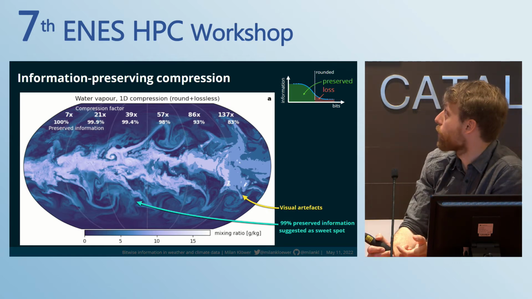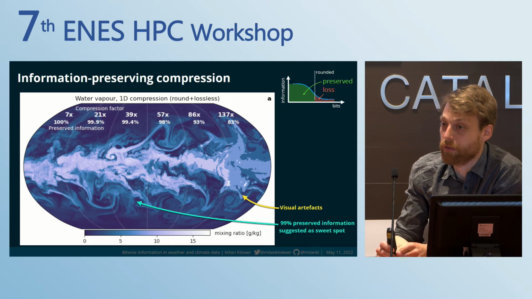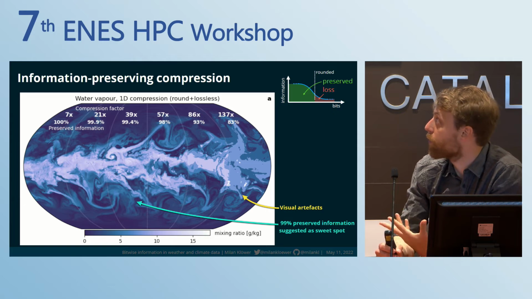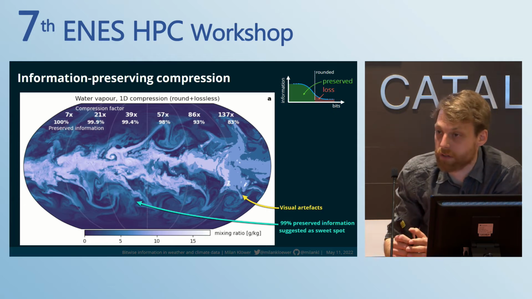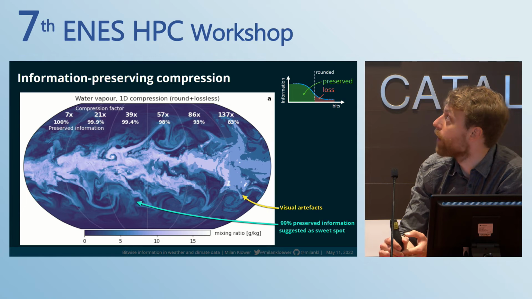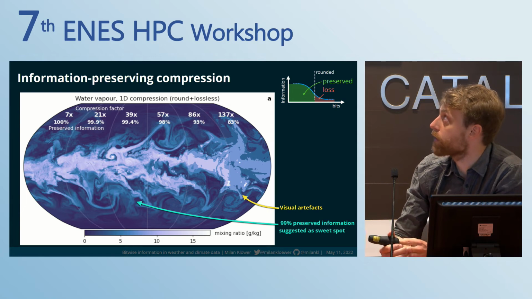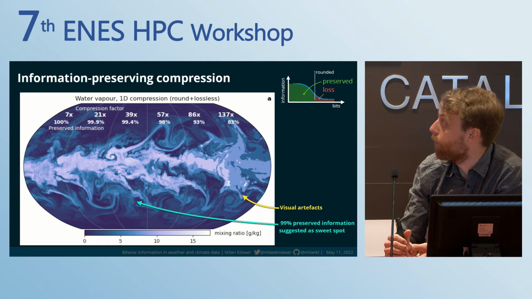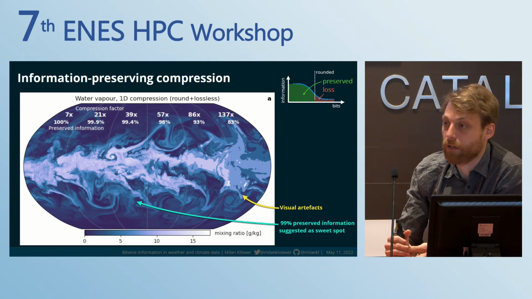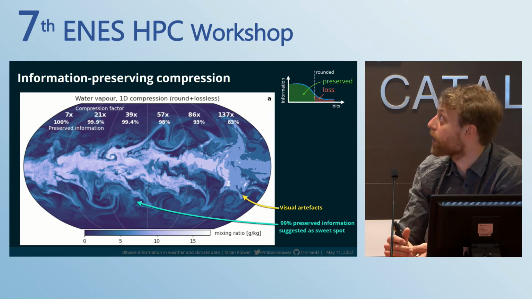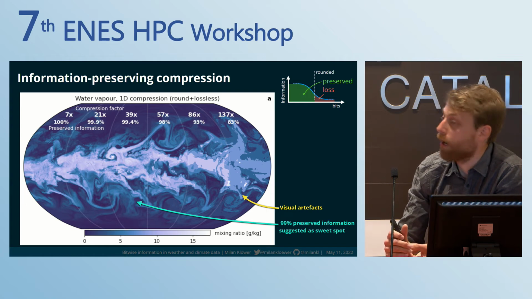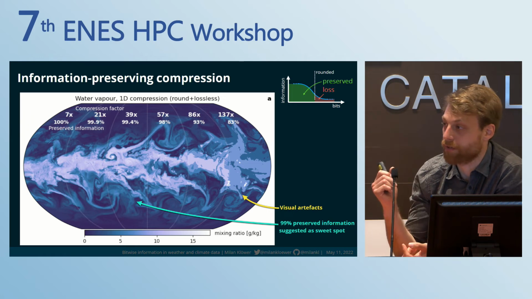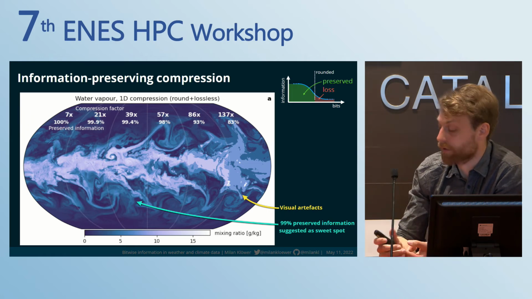This is obviously not what we want to do, because then you get really visible artifacts, but there's a sweet spot somewhere in the middle, and we usually suggest this is around 99% of information, where you get really high compression factors. These are now relative to 64-bit, and you still basically preserve your field, and I don't think everyone would have a really hard time to identify that this is the compressed field and not the uncompressed field.